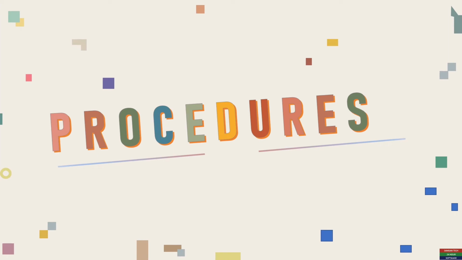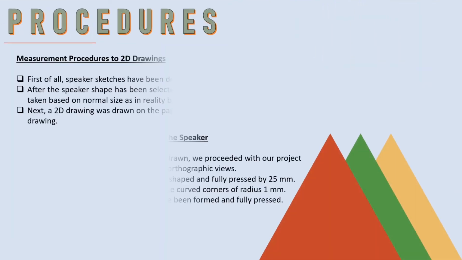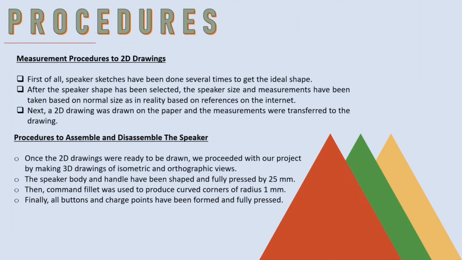We move to procedures. Firstly, the measurement procedures to 2D drawing. First of all, speaker sketches were drawn several times to get the ideal shape. After the speaker shape was selected, the speaker size and measurements were taken based on normal size as in reality, based on references on the internet. Next, a 2D drawing was drawn on paper and the measurements were transferred to the drawing.